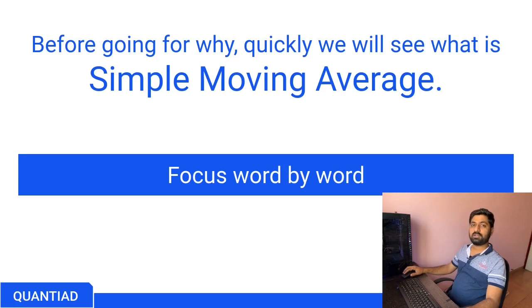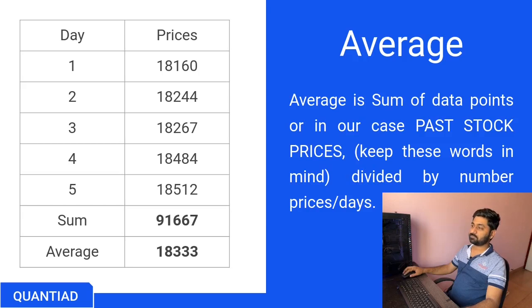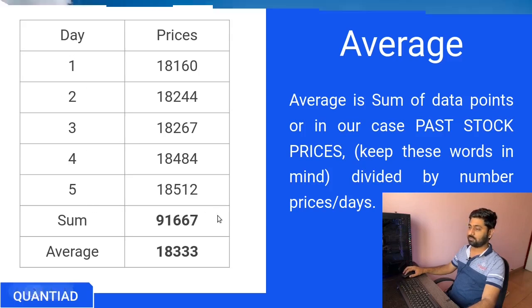Before going into why, you need to understand what a simple moving average is. So let us focus on it word by word. First word is average. You have studied this in school. Average is nothing but the sum of data points divided by the number of data points. So in trading, it is the sum of prices divided by the number of prices. Suppose you want to calculate a 5-day moving average. In that case, you will consider the latest 5 prices and divide by 5. So here is the sum and we divide it by 5, and you get the average.